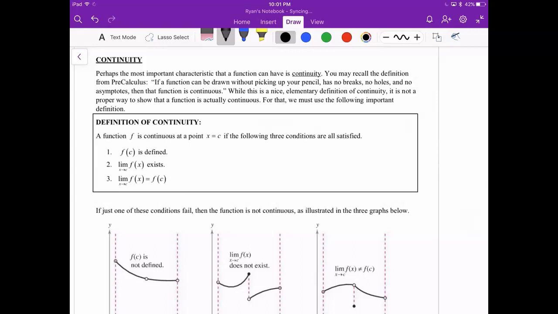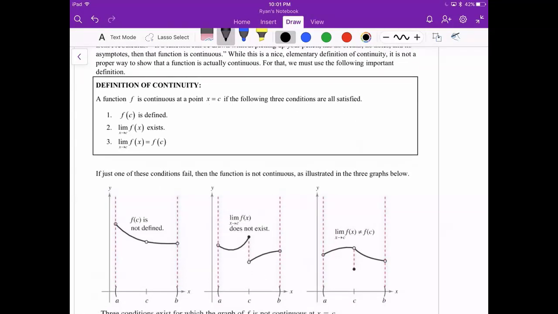If a function can be drawn without picking up your pencil, it has no breaks, no holes, no asymptotes, then we consider that function to be continuous. When you're starting off in math, that's a fine definition. But when we get to calculus, we have a very important definition now that we know about limits. This is the definition of continuity that you'll want to definitely have memorized.